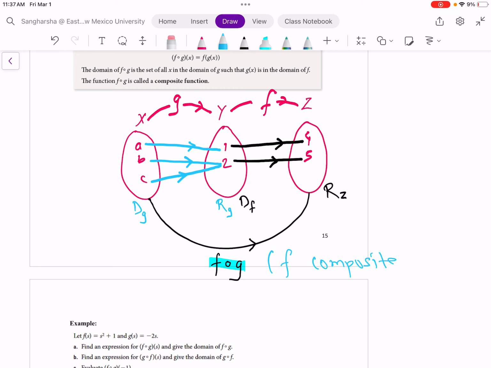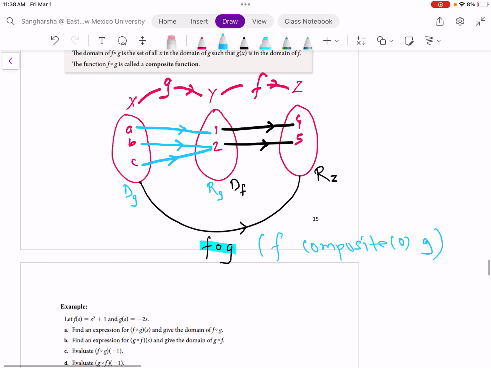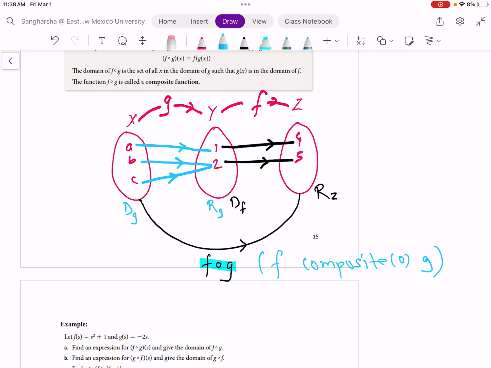We just use this open circle for the composite. So we have f composite g as a new function, and this new function is from set X to set Z. Now, is this a function or not? Before that, what would be the domain for this f composite g function?